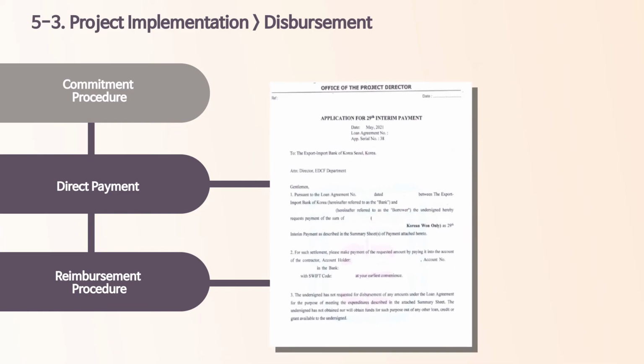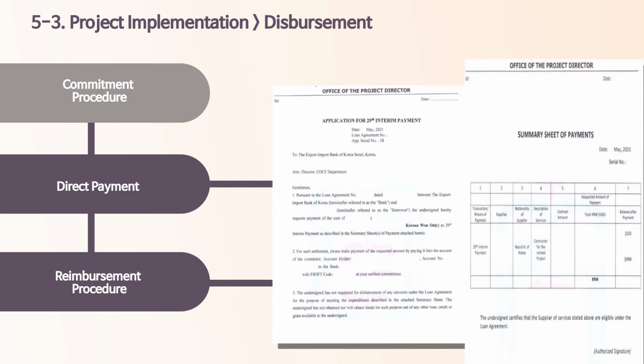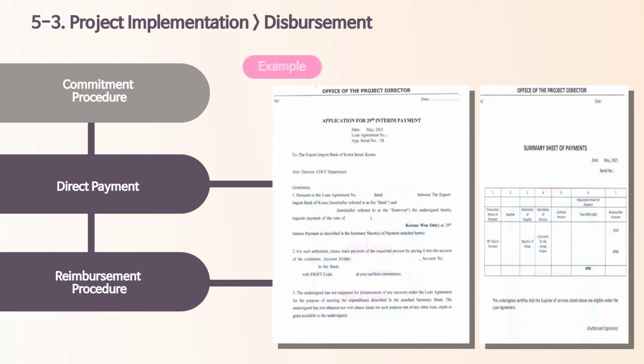Please check the samples of application for payment and a summary sheet as shown. Application for payment states the payment amount, account where the payment should be made, and importantly, it should be signed by the authorized signatory.